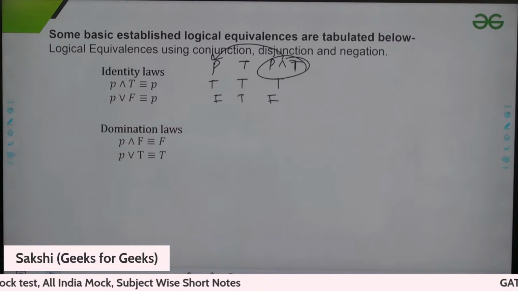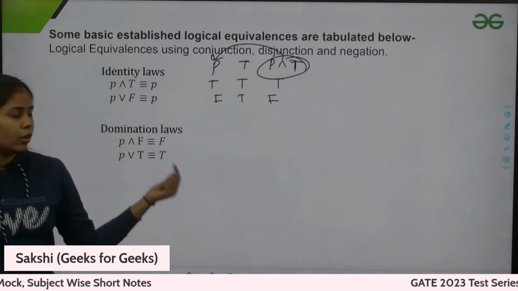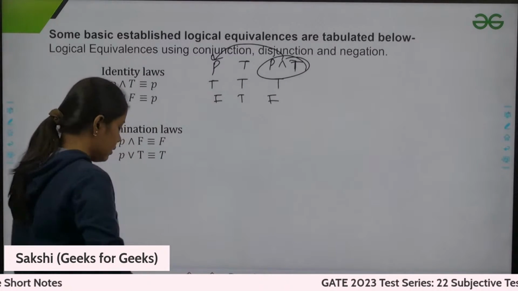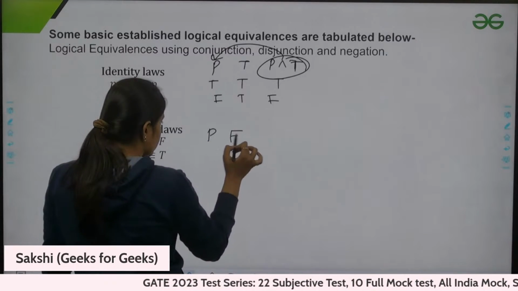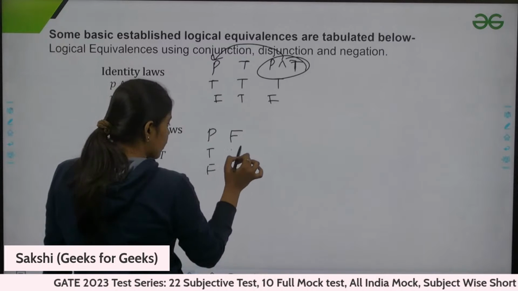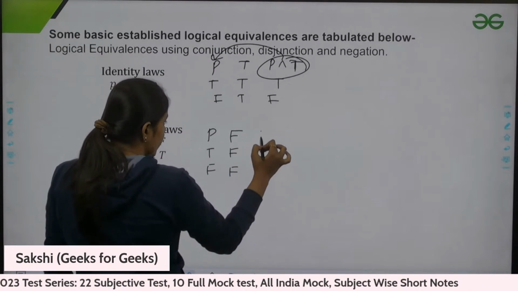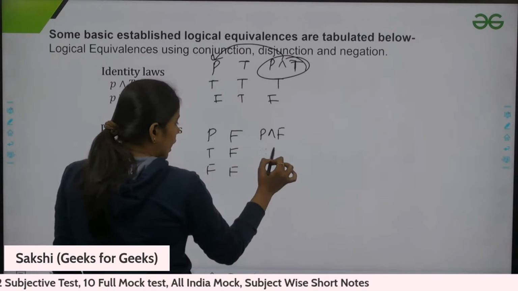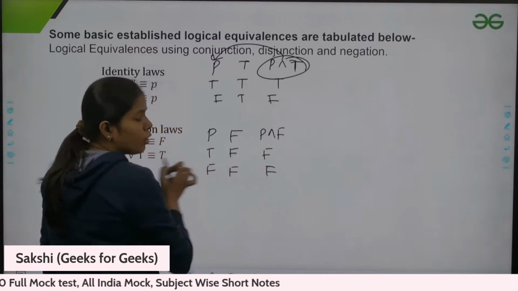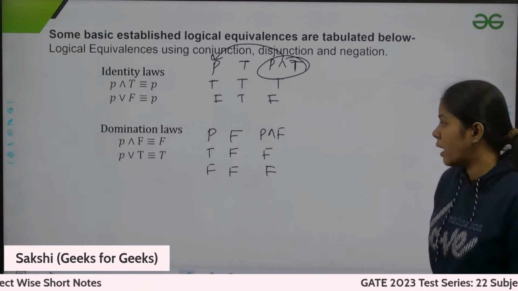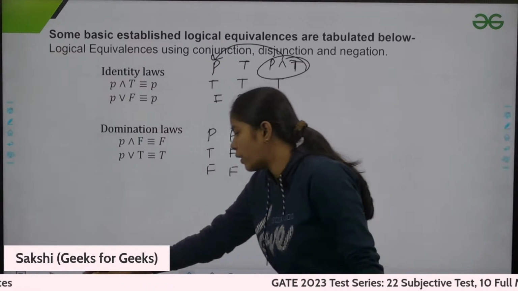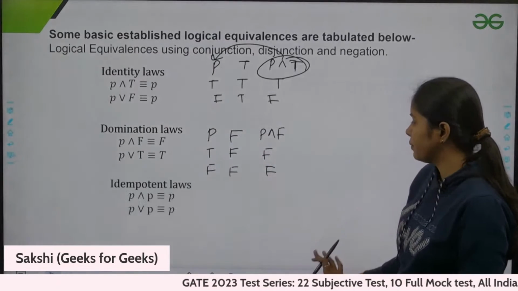Similarly, I'll have the domination laws. P and F will give me false. P or true will give me true. You can see here, let's suppose P and false. P is true, false. False is false in every case. If I find P and F, I know that if one of the propositions is false, I'll always get a false. So that's why I'm getting a false. Similarly, you can find out for true at the same time.